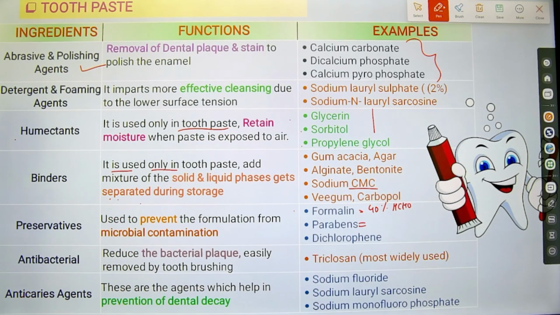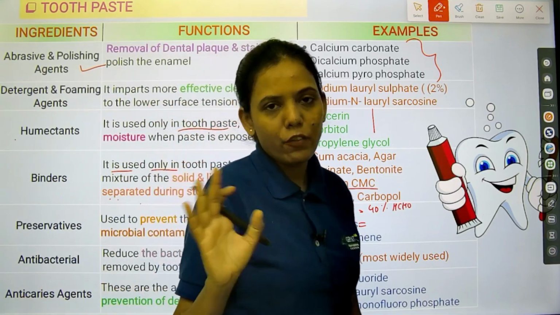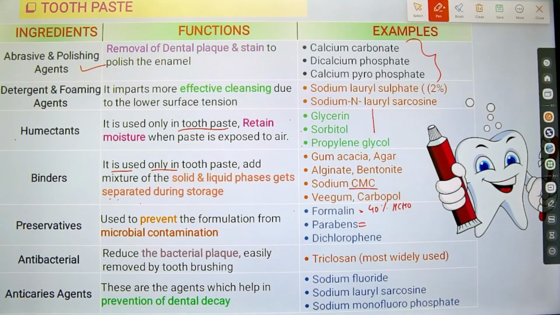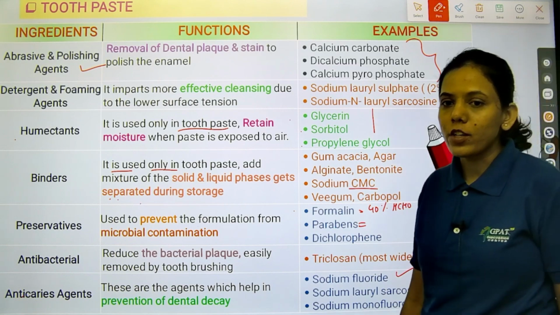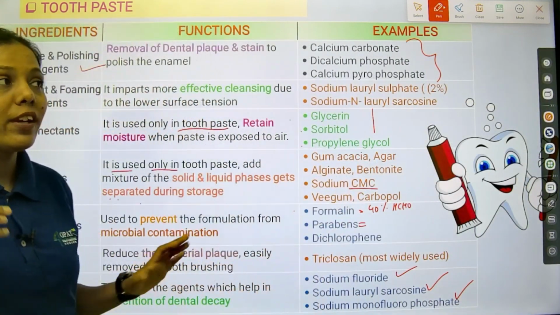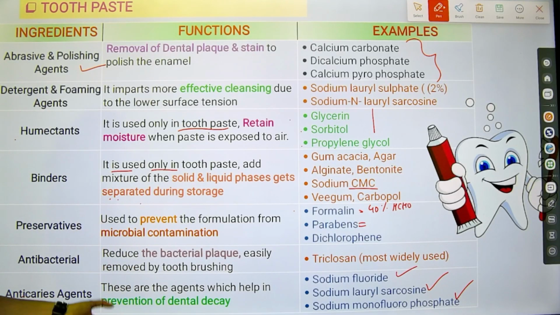Next is anti-caries agent. They also help to prevent dental decay. Tooth decay happens especially after eating certain kinds of chocolates, especially in children. So to prevent tooth decay, we have anti-caries agents, that is sodium fluoride, sodium lauryl sarcosine, sodium monofluorophosphate. There are chances you may get confused between the ingredients, but once you revise, you will understand that each ingredient is specific and their examples are also important.